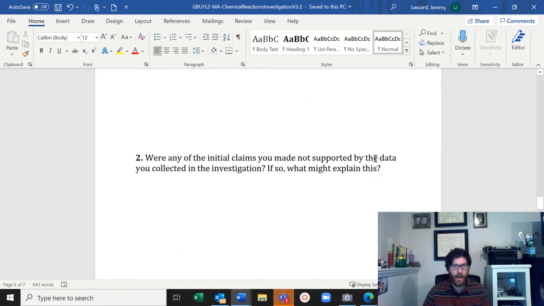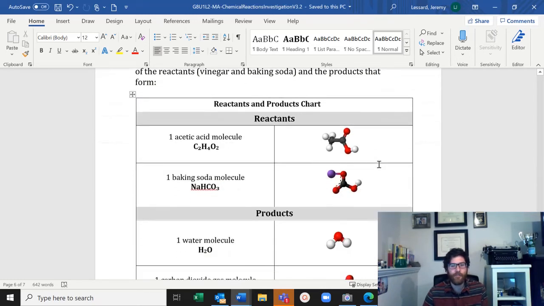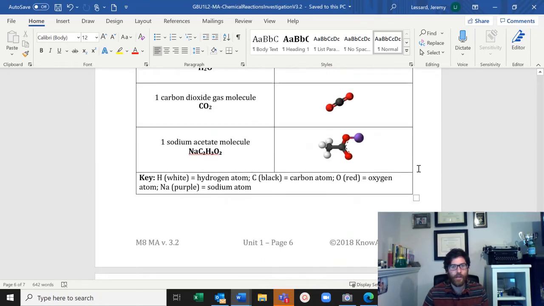If your claims were not supported, what would explain this? Maybe your claims were off base. Maybe some of the investigation taught you something new that you want to incorporate into your knowledge. But number 2 is for that. The big questions that I want to be focused on for this lab are 3 and 4.